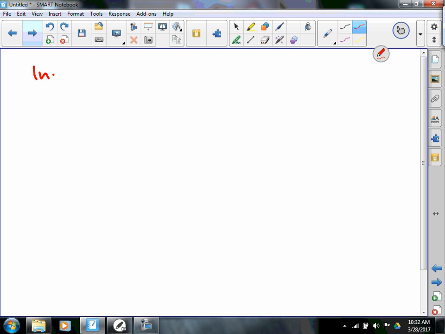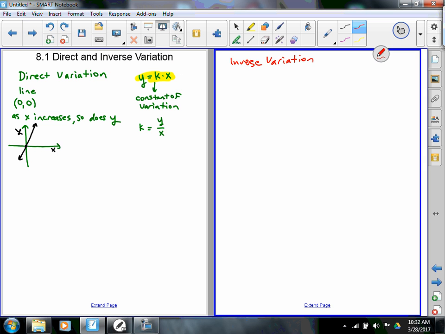So inverse variation. Maybe we'll do a split screen just to compare and contrast these. When you graph these, it's not going to be a line. It's going to be something that's, I don't know, I'll just spell it and let you see if you can figure out how to pronounce it. Hyperbola. When you graph this thing, it's going to be a hyperbola. This thing will not go through the origin ever. It can't. By design, it's not able to go through the origin.